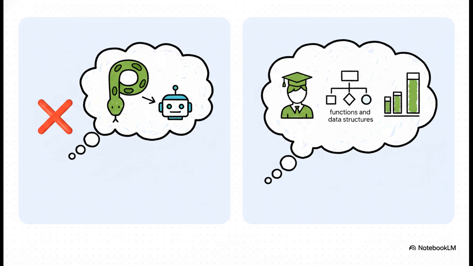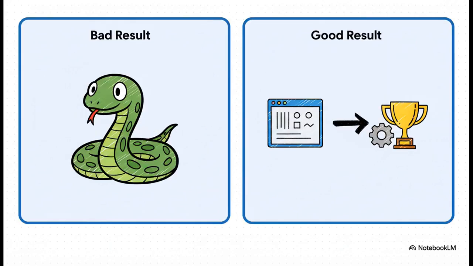It works for super technical topics too. A bad prompt, like "make a quiz about Python," is basically useless. But the good prompt? It tells the AI to act like a senior software instructor, to focus on specific topics like functions and data structures, and even asks for a mix of medium and hard questions. The difference is just night and day.